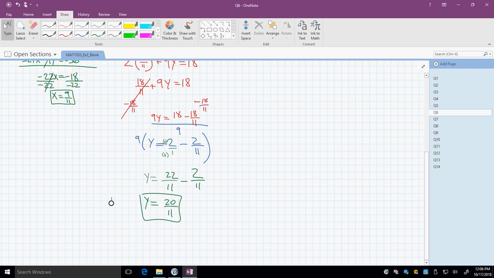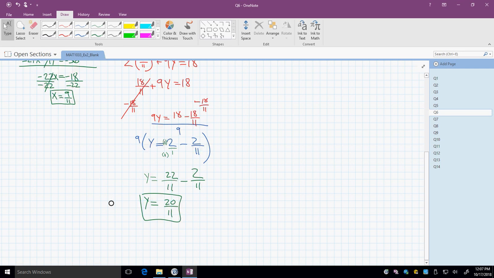So we move the 18 to the other side of the equal sign to the right side. But they're subtracting each other. 18 minus 18 over 11. So it's a subtraction, it's not a division. We're subtracting fractions. That's why we make the denominator to be the same, multiply top and bottom by 11.